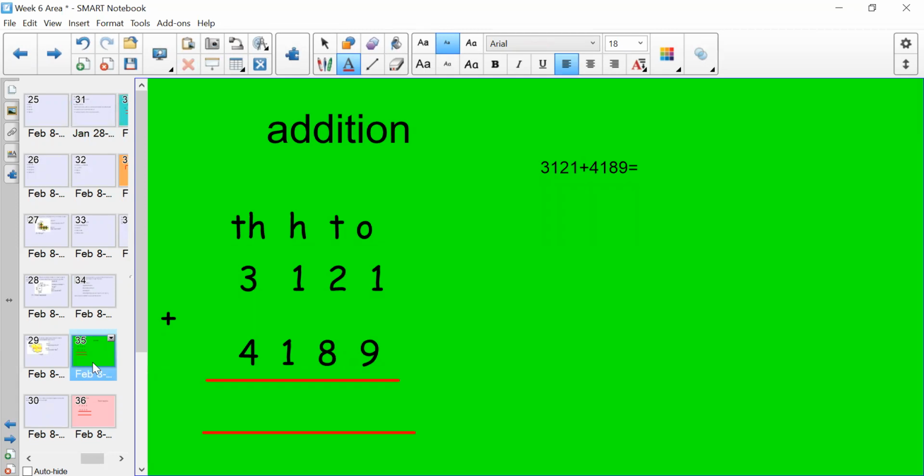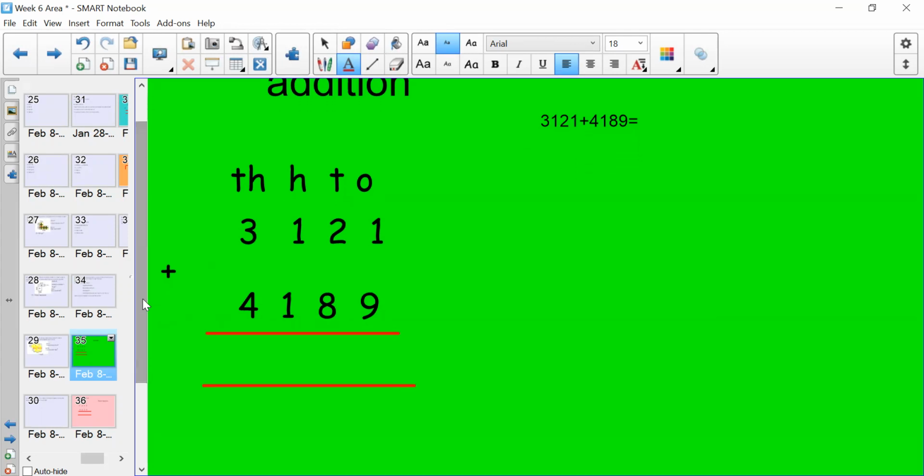So if we can't add something in our heads mentally, we need to use the column method. So I've done one example here, which we'll go through together. So we've got 3,121 plus 4,189. So if we get something that looks like that, we need to put it into a column method. So I'd like you to pause the video now and have a go at answering that question, and then we will go through it together afterwards.